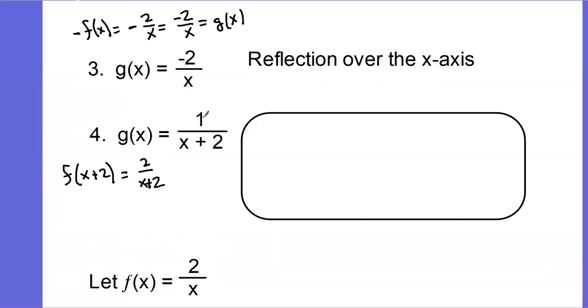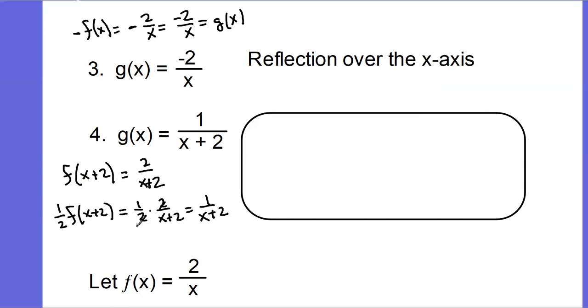I want this top piece to be a 1. So how can I change this 2 to a 1? What can I do to this left-hand side? Well, one thing I can do is I can multiply this entire function by 1/2. By multiplying by 1/2, this will change this to 1/2 times 2 over x plus 2. These 2's will cancel out. And look at that. I have 1 over x plus 2.